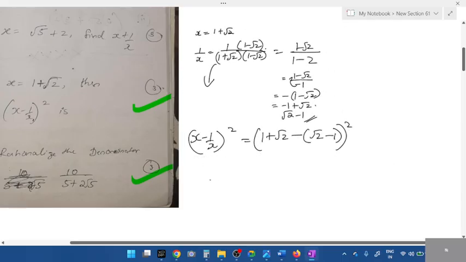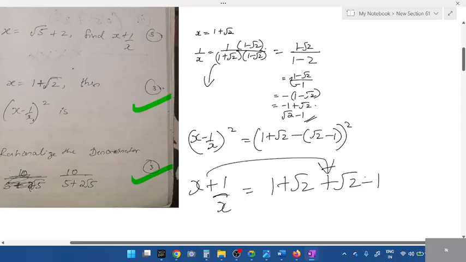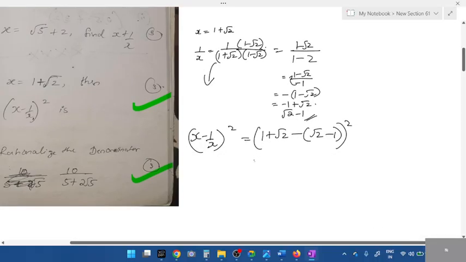For plus, it doesn't matter. If at all x plus 1 by x was given, for plus, it doesn't matter. You can just write it like this. Whenever there is plus given, the sign will not change. This sign will not change. It will remain as it is. This is the concept. But when there is minus, look at the concept.